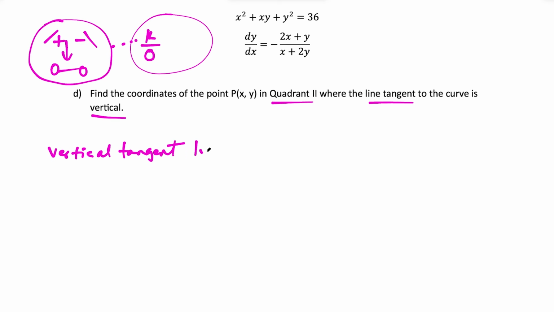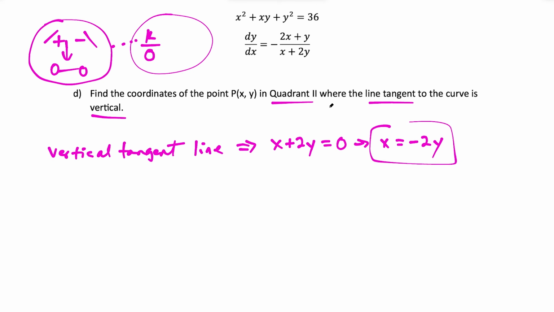So the vertical tangent line allows us to set up x plus 2y is equal to 0. And now what we could do is solve this for x. So this tells us that x is equal to minus 2y. I'm just subtracting 2y on both sides. So now with this information, we could plug it into the original equation and find the coordinates of point P.